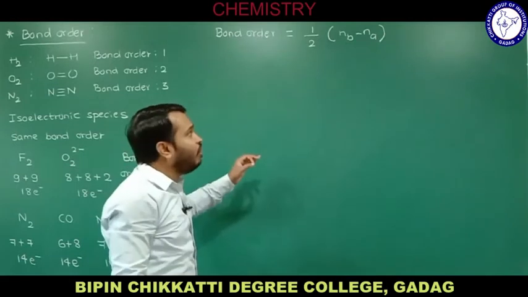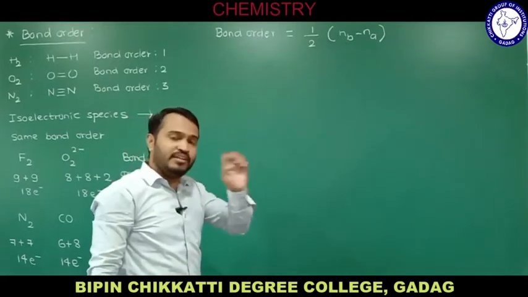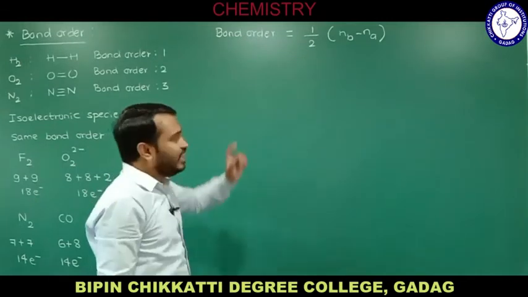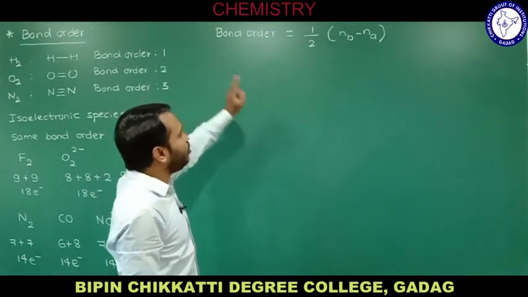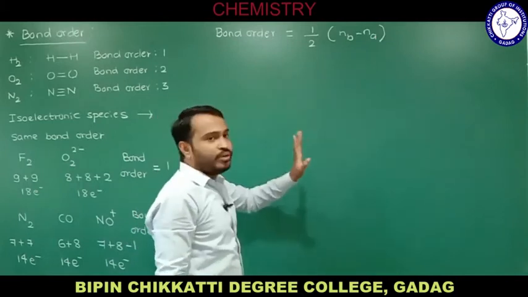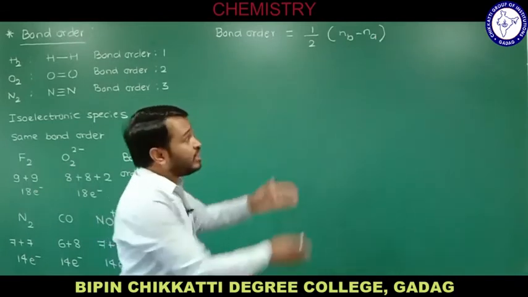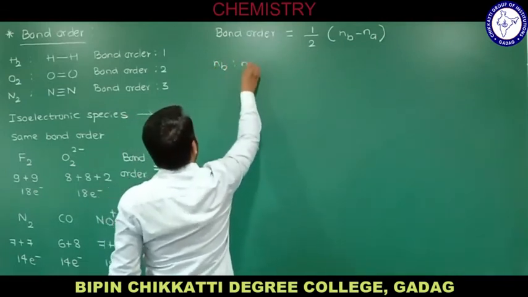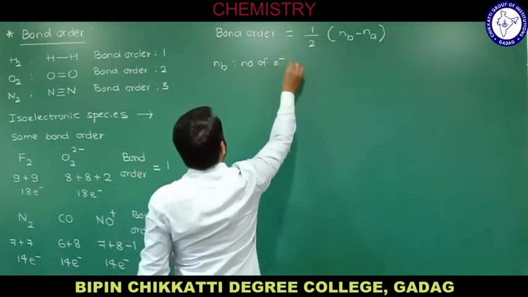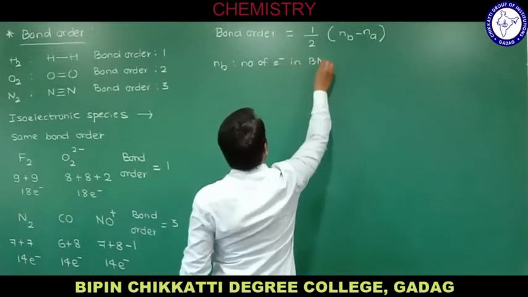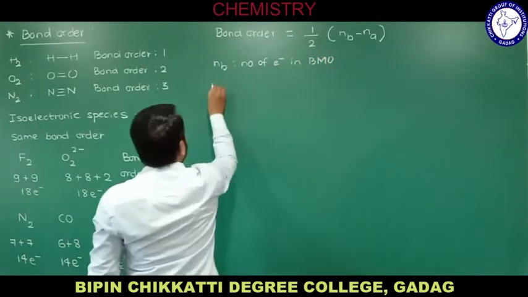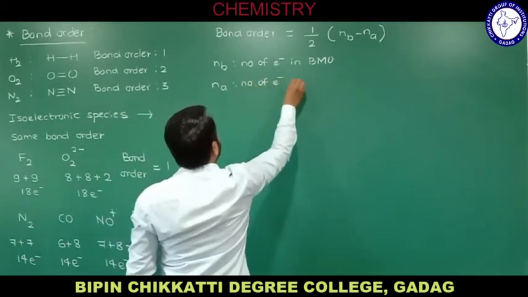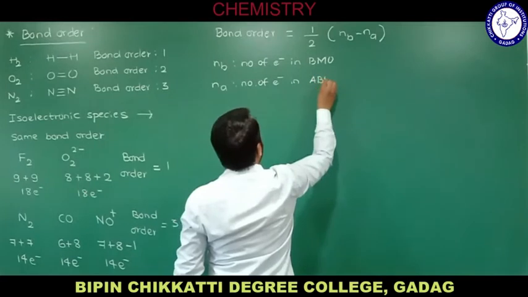So bond order helps us to know some other properties of a molecule. So it is important to get the bond order for a particular molecule. That is calculated by this formula. Bond order is equal to 1 by 2 into NB minus NA. So what actually do NB and NA stand for? NB stands for number of electrons in BMO, bonding molecular orbitals, and NA stands for number of electrons in ABMO, anti-bonding molecular orbitals.